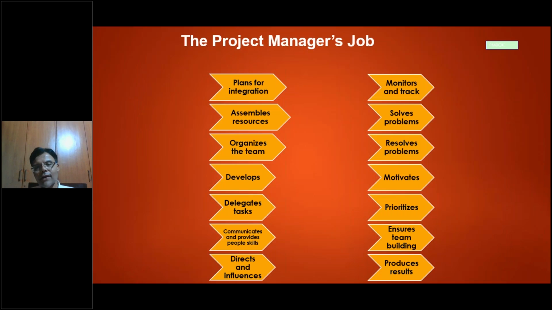A quick recap or reminder for you guys, the PM's job. When we talk about resource management, the first resource after a sponsor is obviously the project manager. Who else? I'm not taking the program manager here, but I'm keeping that aside. I'm talking about the project manager, and that's the role they play here, right? Plan for integration, assemble the resources or build a team, develop, delegate the tasks, and so on.